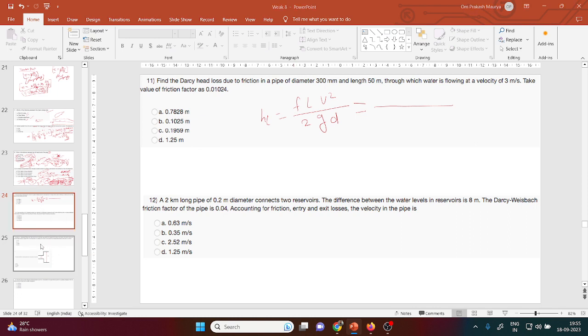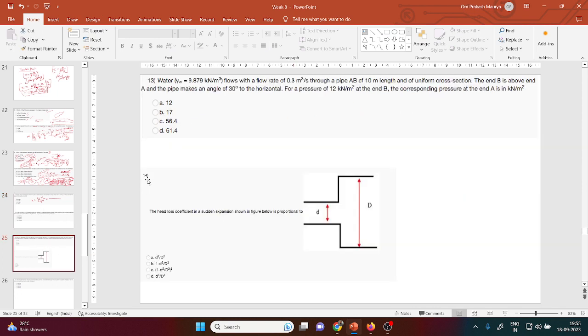Before discussing question number 12, you just see question number 14. This is a very direct answer that you need to always remember. Maybe you may face this type of question in the exam and also in some competitive exams. For question number 14, what is the head loss coefficient in sudden expansion shown in the figure below proportional to? Actually this is the case of sudden expansion.